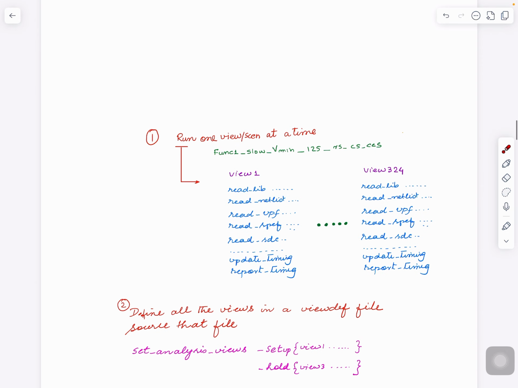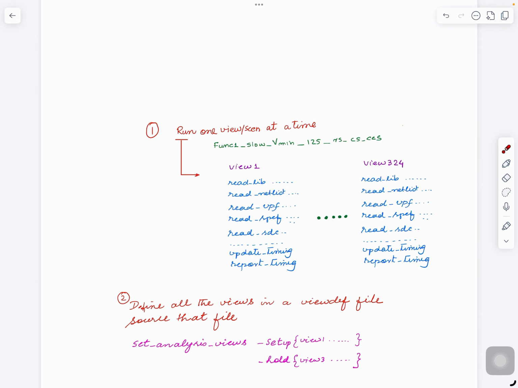Then the other possibility, which is the topic of today, is that we go into a view definition file, where we define all the views in one file, as opposed to making individual changes here. It's all the changes in one Tcl file, and we read it into the flow. And then what you do is you say, I want setup analysis on these views, and I want hold analysis on these views.